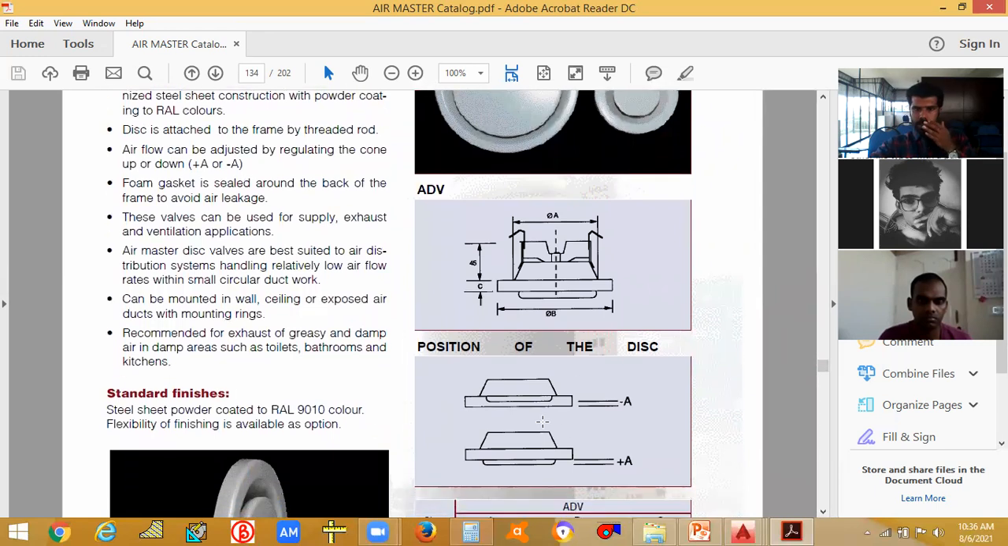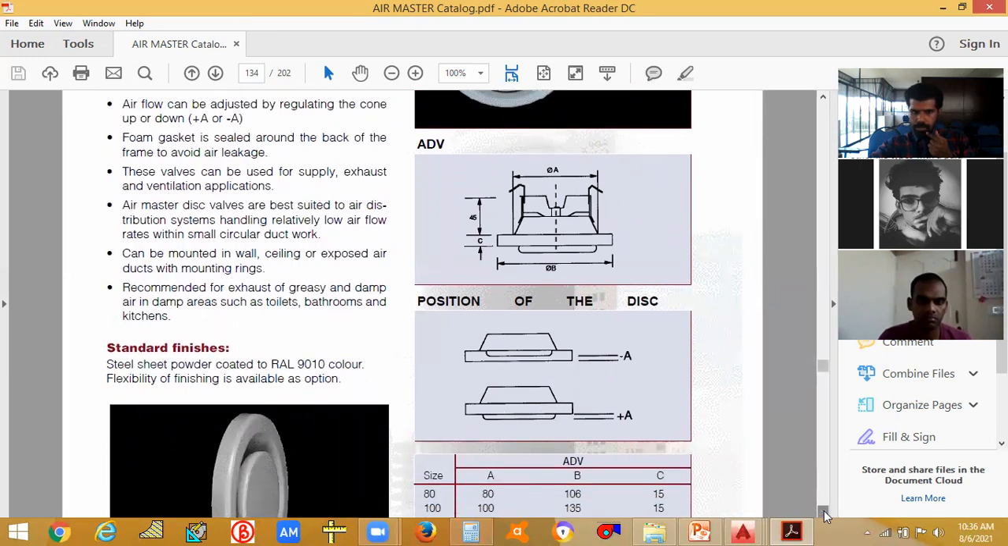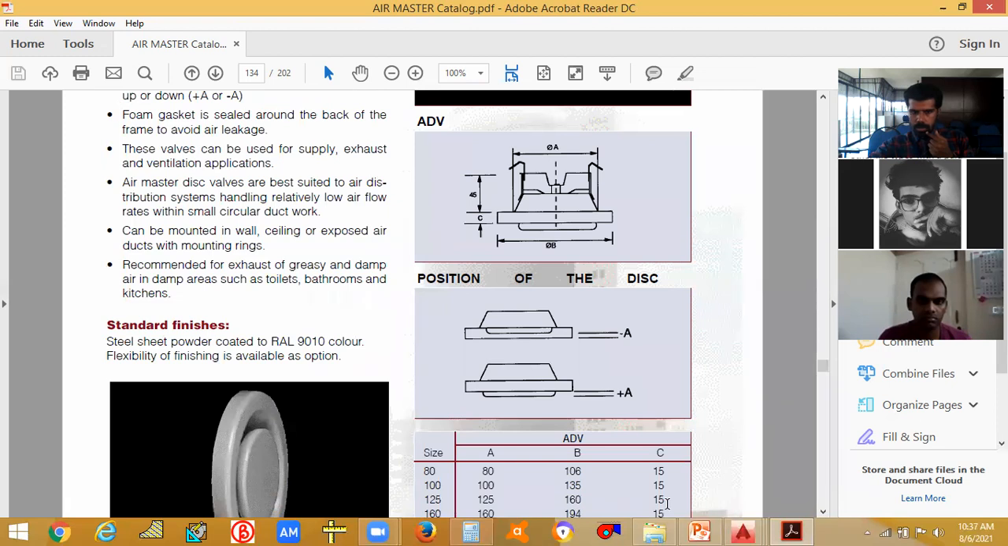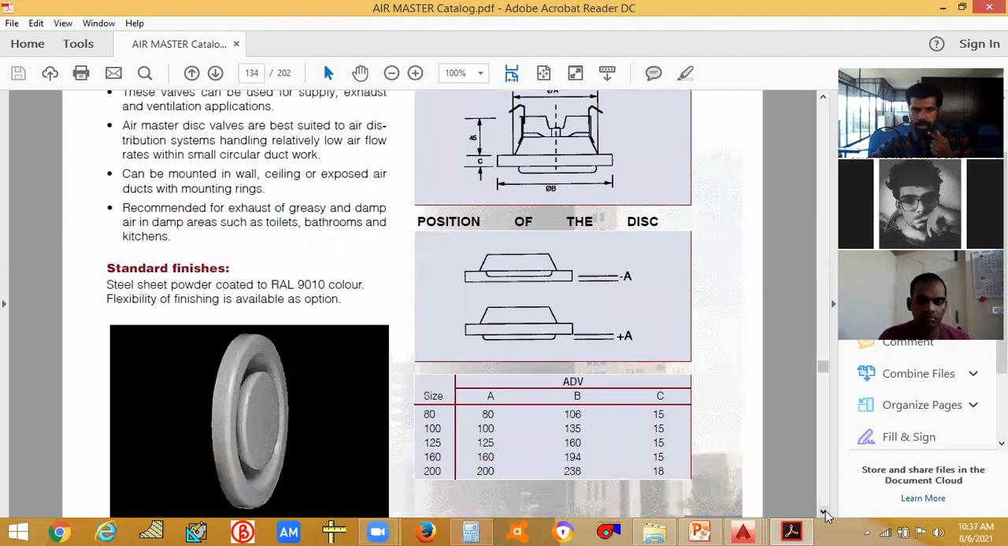This spindle you can make go inwards and you can make it go outwards, so you can make this A minus and A plus. You can bring it inwards and outwards also. A plus means this will come out. A minus means it will go in. You just go through that and you can see it.